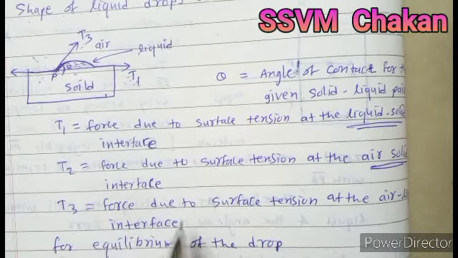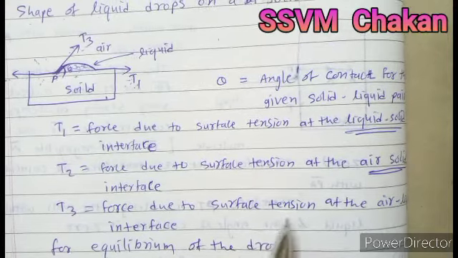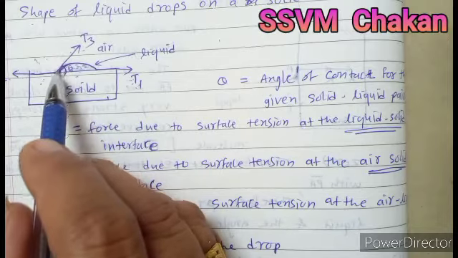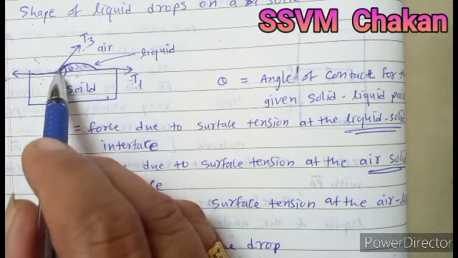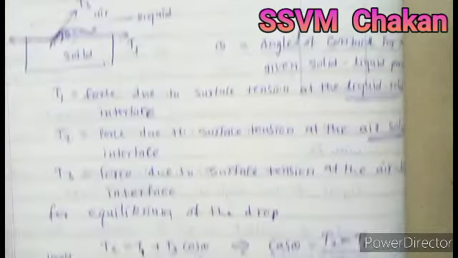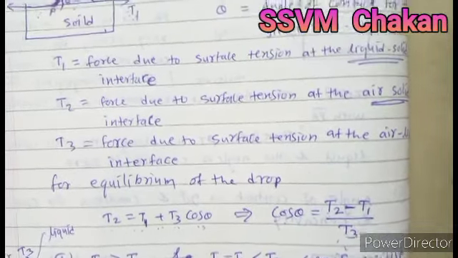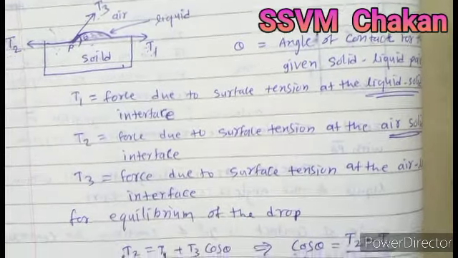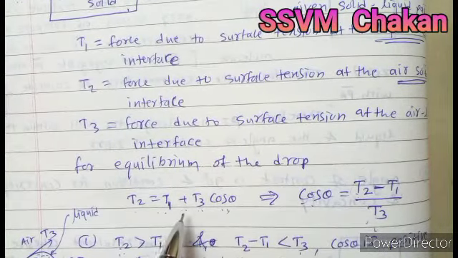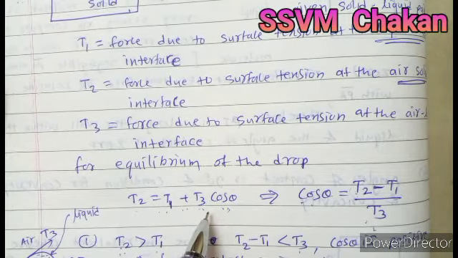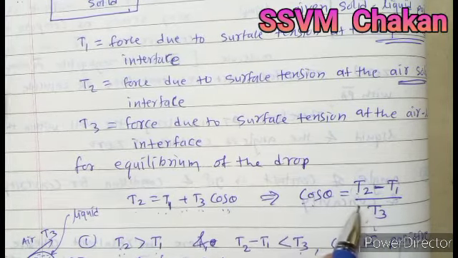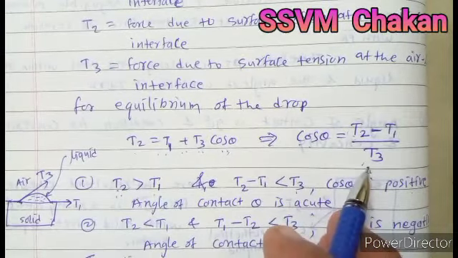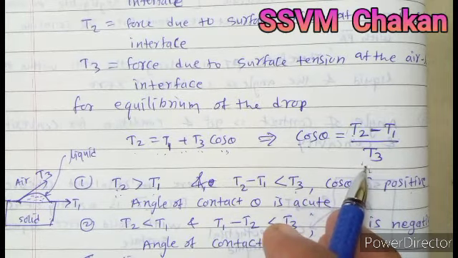T3 is the force due to surface tension at the air-liquid interface. This is the liquid and here are the air molecules. This surface tension applies the force T3. For equilibrium of a drop, that means if the drop is steady, T2 is equal to T1 plus T3 cos theta, or we write cos theta is equal to T2 minus T1 divided by T3. Then the molecule remains in equilibrium, or steady condition.